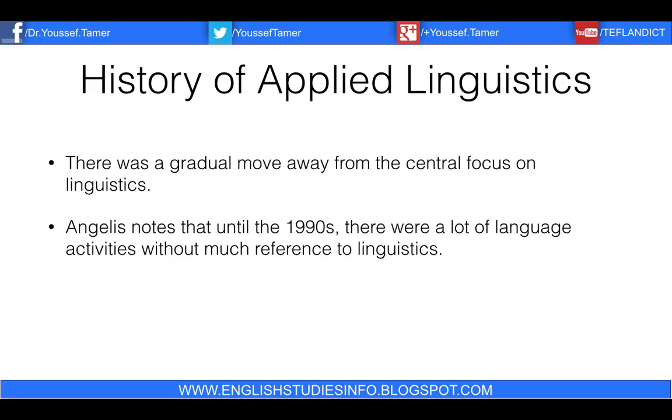They start talking about gender, they start talking about anxiety, they start talking about motivation, they start talking about learning styles, they start talking about many other things. And these are not really linguistics per se. Okay, so that's the point here.